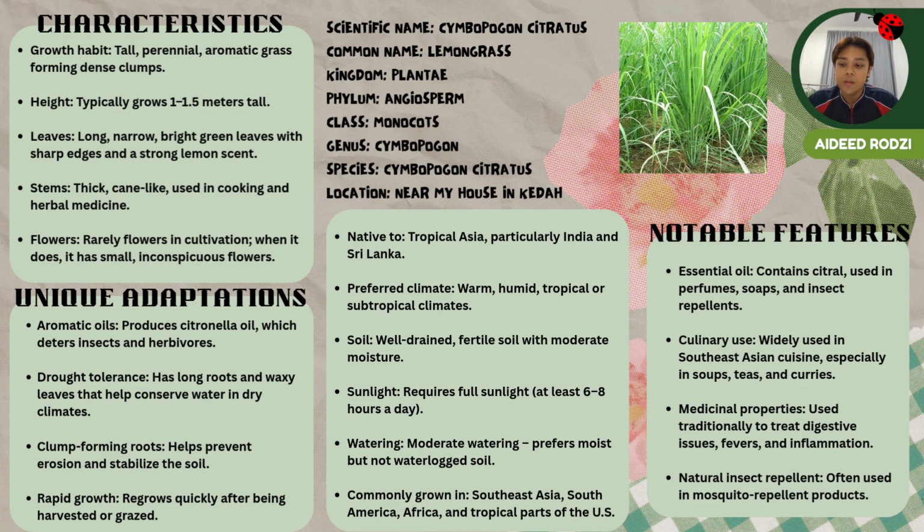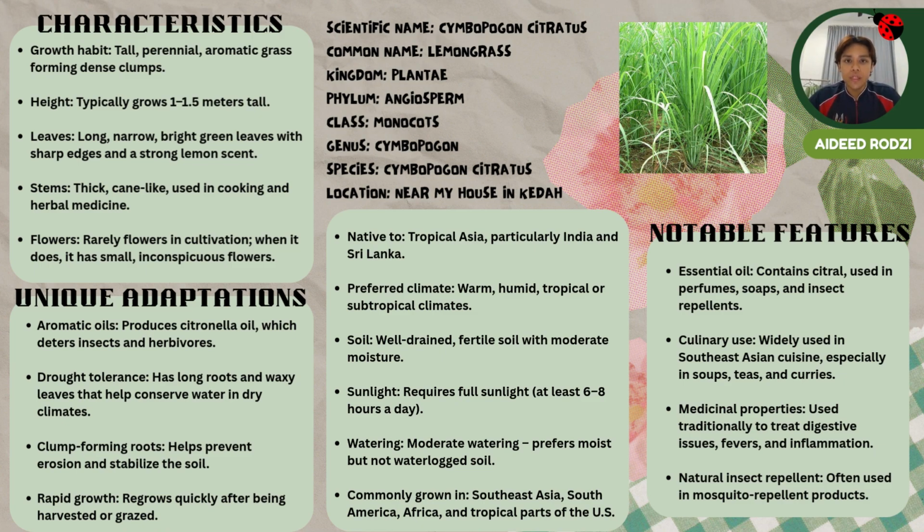For leaves, it is long, narrow, bright green leaves with sharp edges and a strong lemon scent. For stems, it is thick, cane-like, used in cooking and herbal medicines. For flowers, it rarely flowers in cultivation. When it does, it has small, inconspicuous flowers.